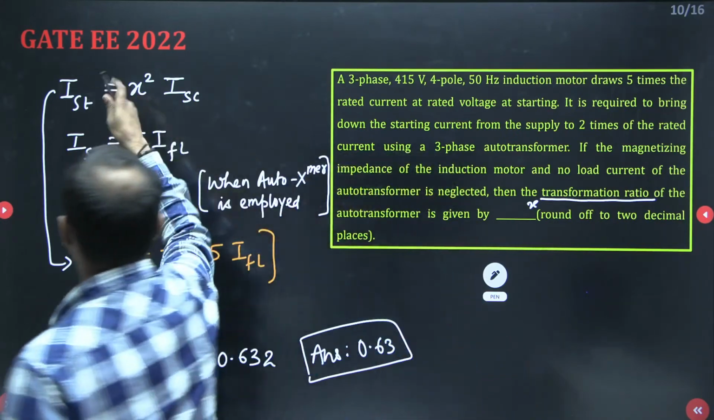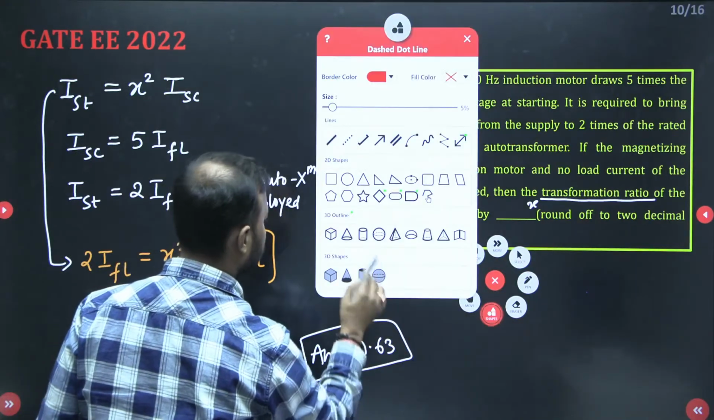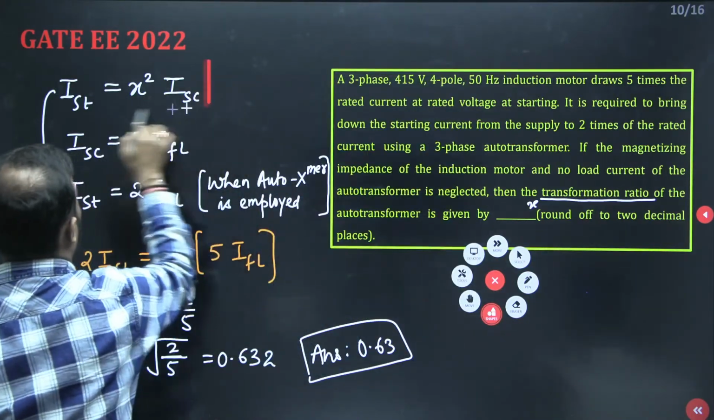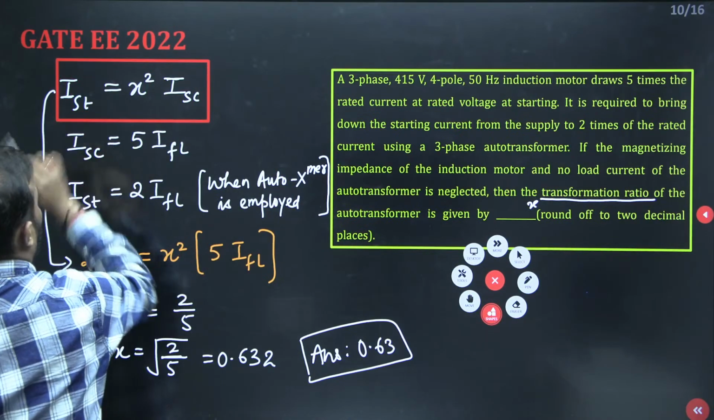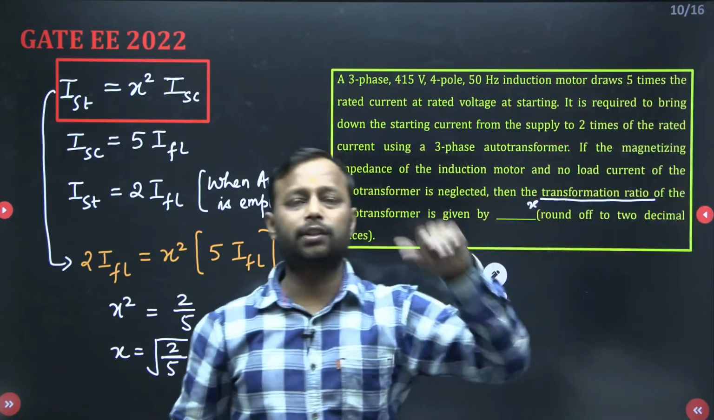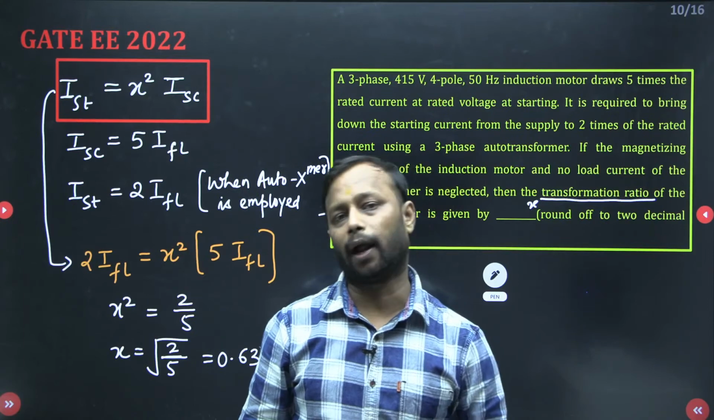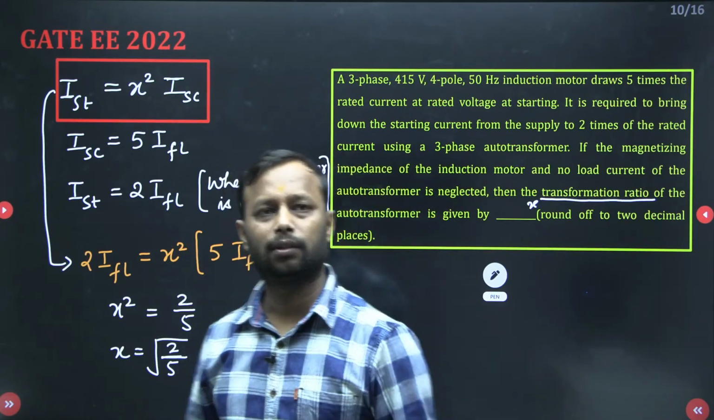This relation is very important. So please remember, what is ISC? ISC is the current which is entering into the induction motor when rated voltage is applied at the time of starting.